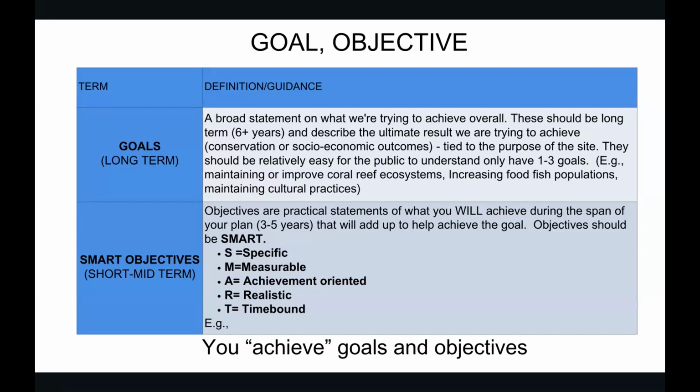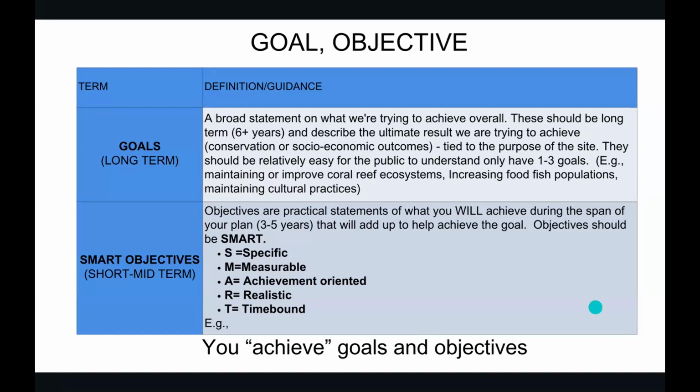It's not like they want to train staff. Like, that's great. You want to do that, but you want to train staff so that they can manage things. So ultimately you get improved fish populations or healthy coral reef ecosystems or community benefits. So think of goals as those ultimate things you're trying to achieve.